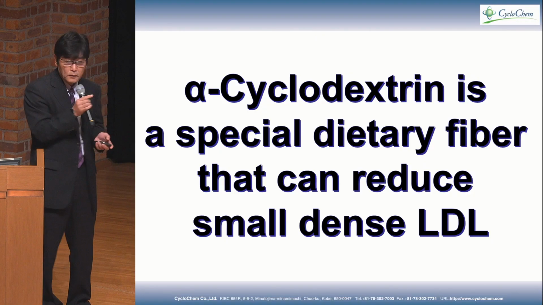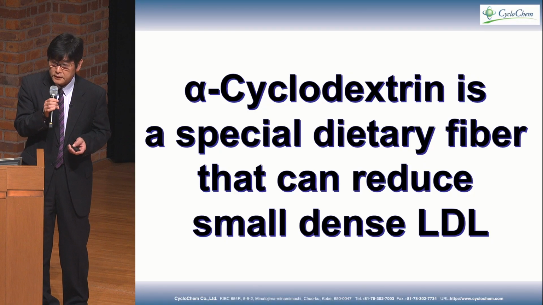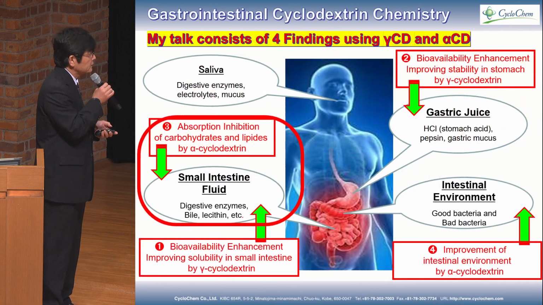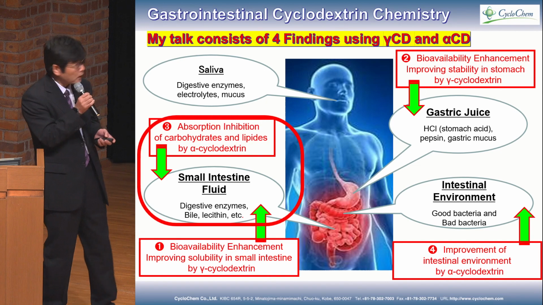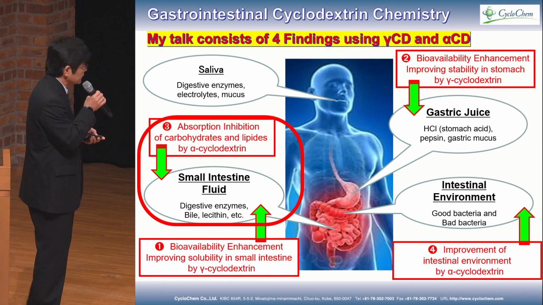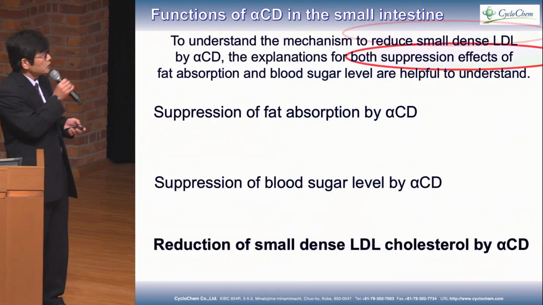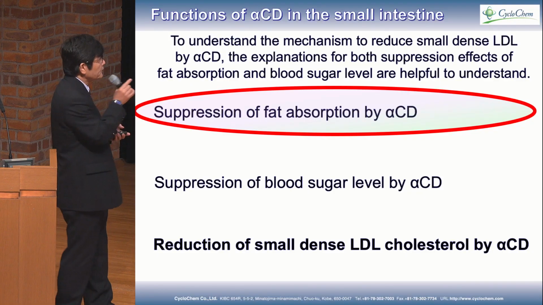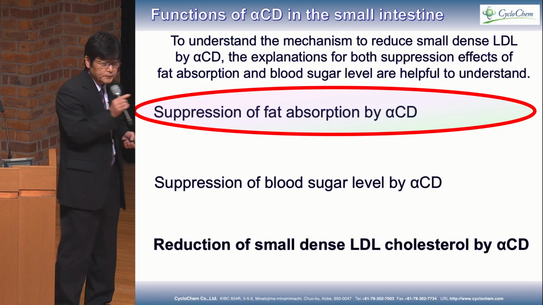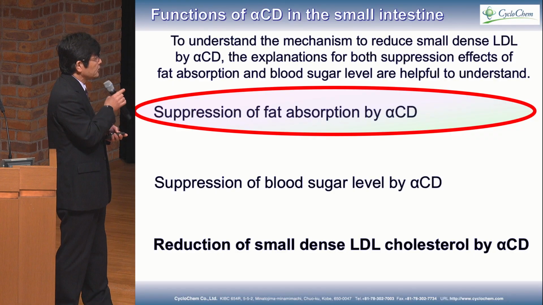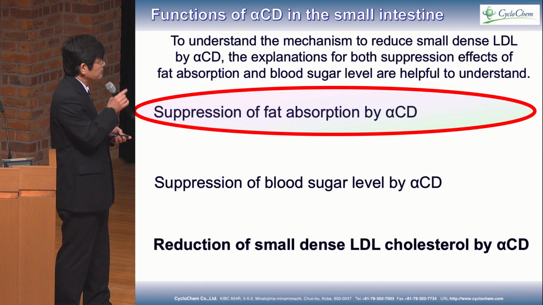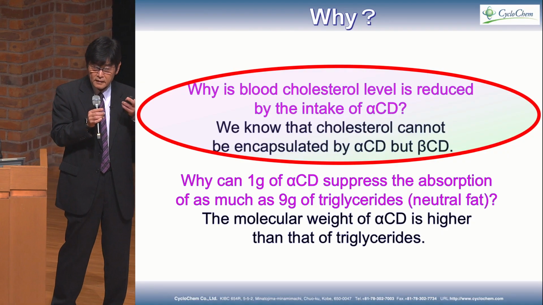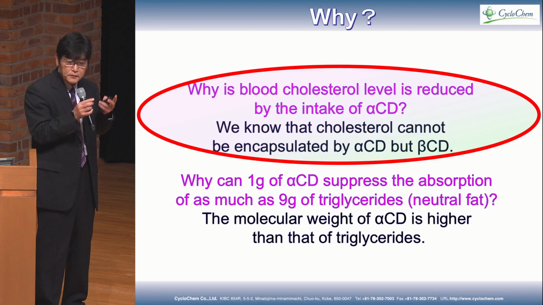Alpha-cyclodextrin is a special dietary fiber that can reduce small dense LDL cholesterol. Here are the third findings: absorption inhibition of carbohydrate and lipid by alpha-cyclodextrin in the small intestine. To understand the mechanism of reducing small dense LDL by alpha-cyclodextrin intake, I have to explain the suppression of fat absorption by alpha-cyclodextrin and also its effect on blood sugar level. First, suppression of fat absorption. Here are two human studies, and we have to consider why.